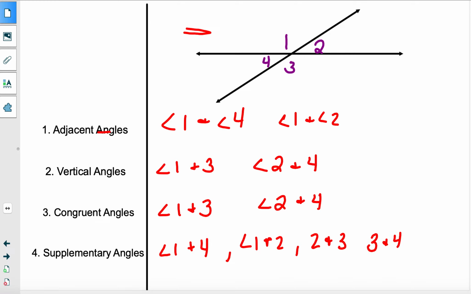All right, last thing I'm going to have you do here is I'm going to tell you that this is, let's say, 40 degrees. Can you find the angle? So if I give you angle 2, can you find the measure of angle 1, 3, and 4? Stop the video now and give it a try.